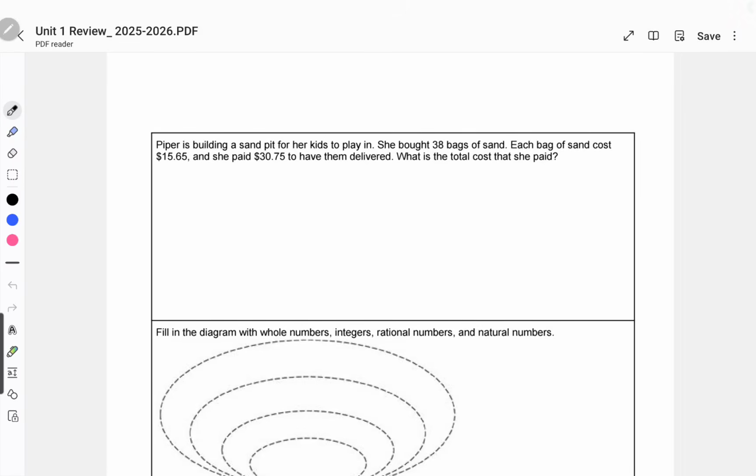sand pit for her kids to play in. She bought 38 bags of sand. Each bag of sand cost $15.65, and she paid $30.75 to have them delivered. What is the total cost that she paid?